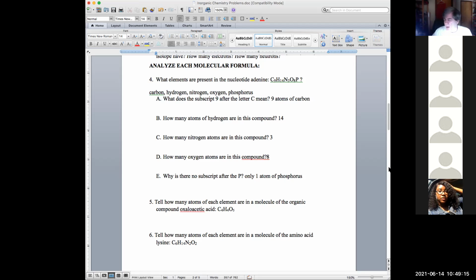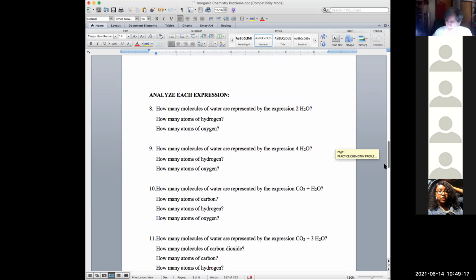So there are a couple of problems similar to this that you're going to work on. Then there are some formulas with questions about them. So how many molecules of water are represented by the expression 2H2O? The formula for water is H2O, but the number of molecules, that's that number. It's called a coefficient that's out in front. So there are 2 molecules of water.